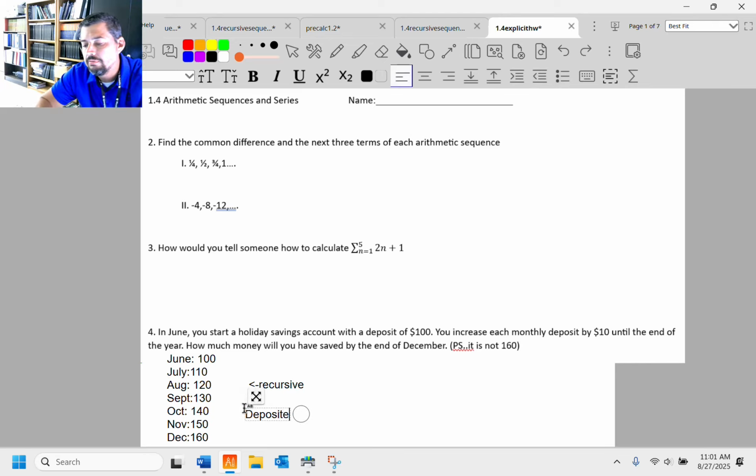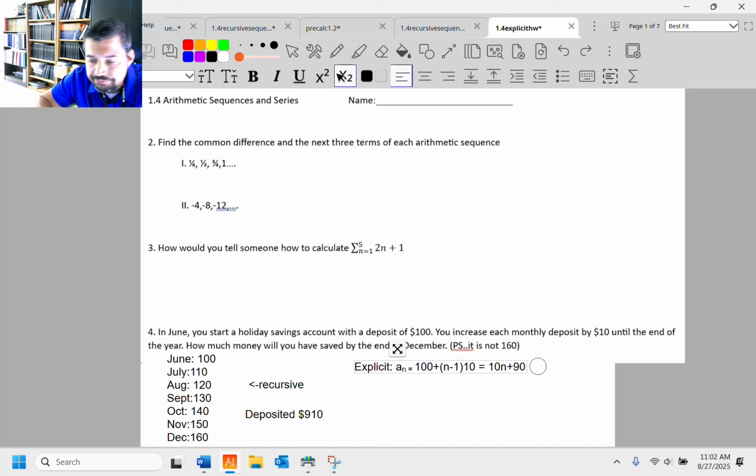It's not that many months you're writing down. So this was a recursive train of thought. Now let's talk about the explicit train of thought. I think time-wise are about the same. You would be writing a rule by saying that the nth month is the first term of 100 plus n minus 1 times the difference, which is 10 bucks, because you keep depositing $10. That's the explicit rule. You clean that up by distributing your 10. You'd have 10n, looks like plus 90. Okay? Is that right? Yeah, 10n plus 90.